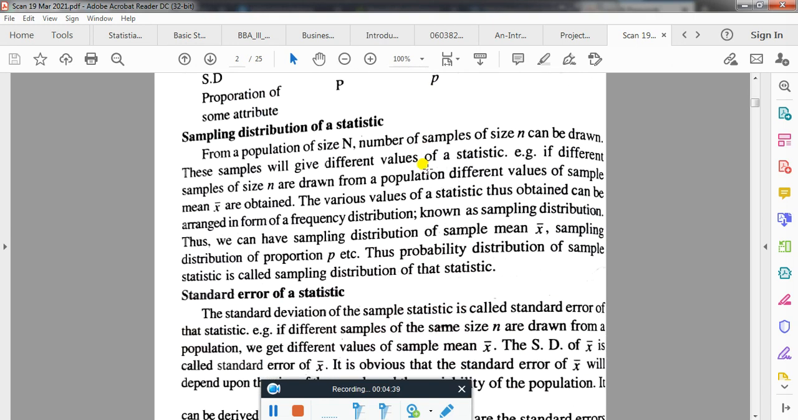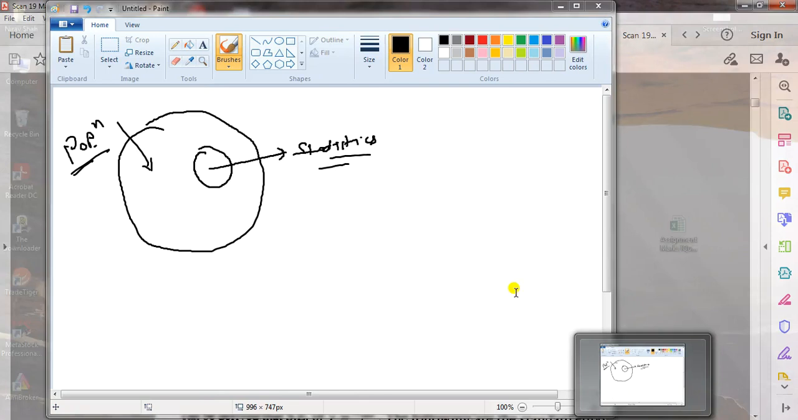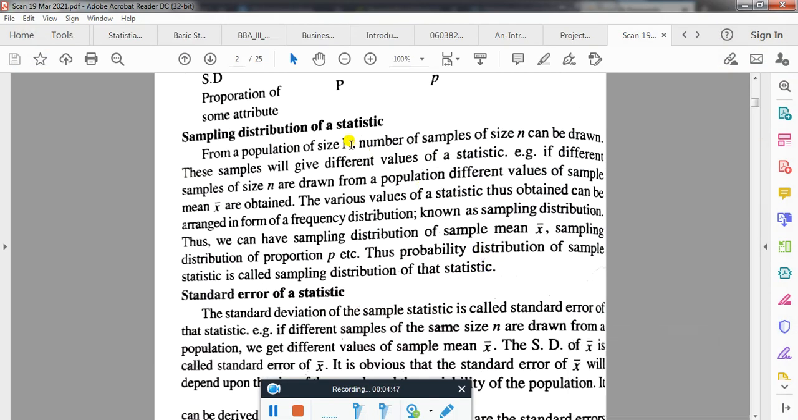Now, sampling distribution of a statistic. When we have a population of size capital N and the sample size is small n, these samples will give different values of the statistic. When we calculate some numbers by using sample data, it is called a statistic. As we just discussed, a constant obtained using all observations of a sample is called a statistic.